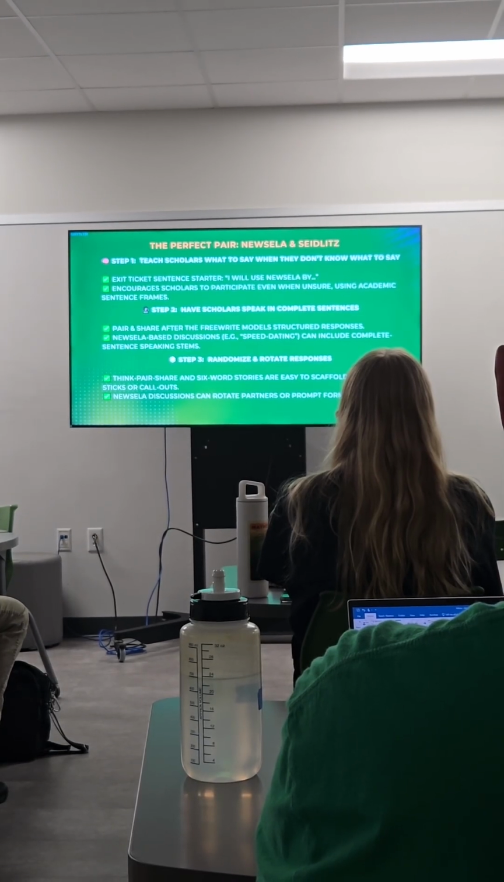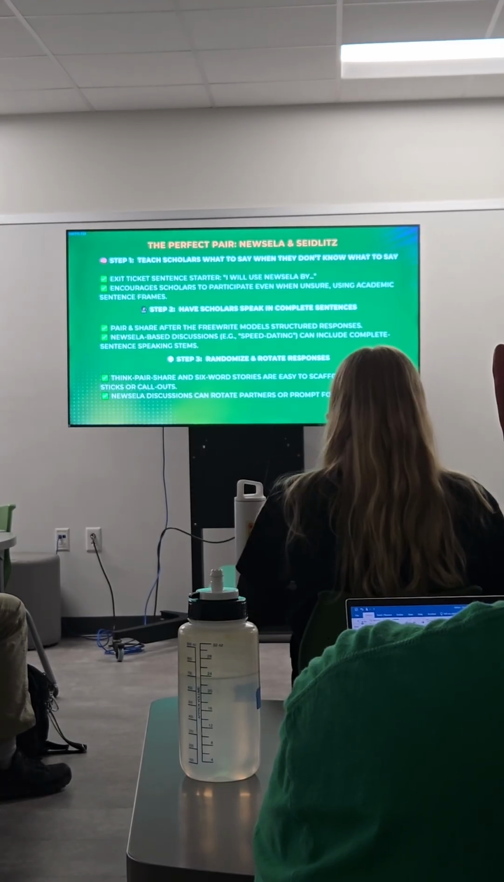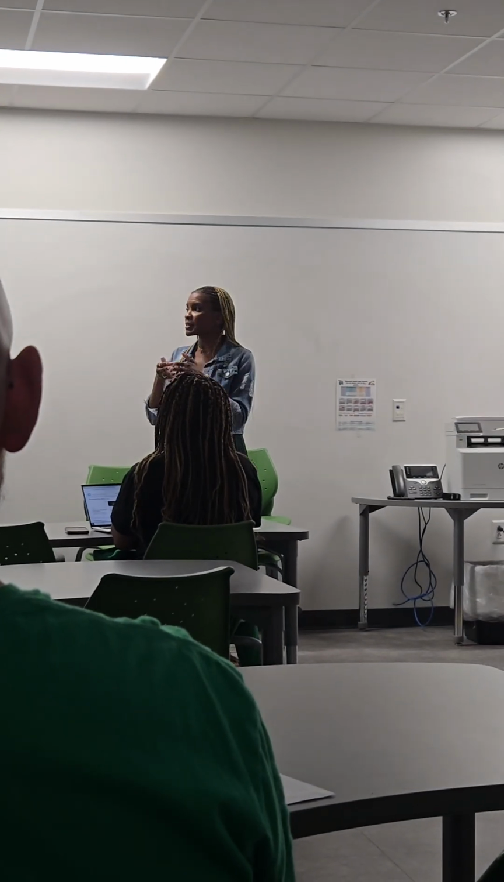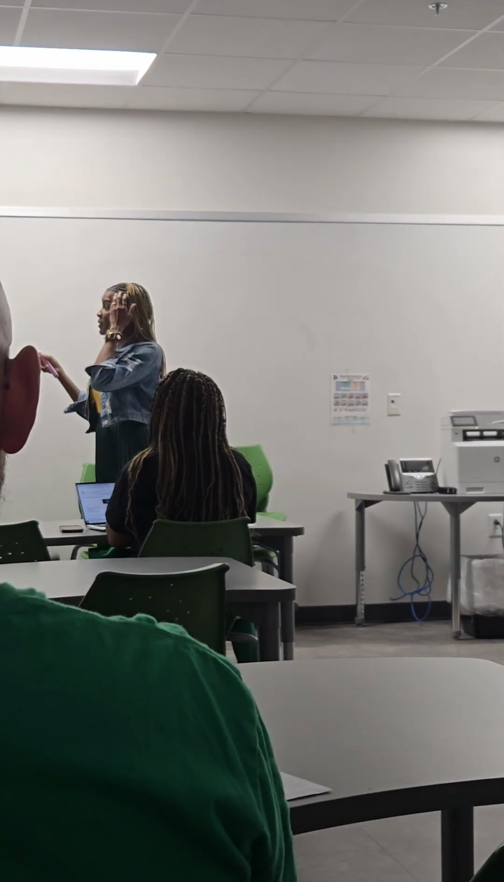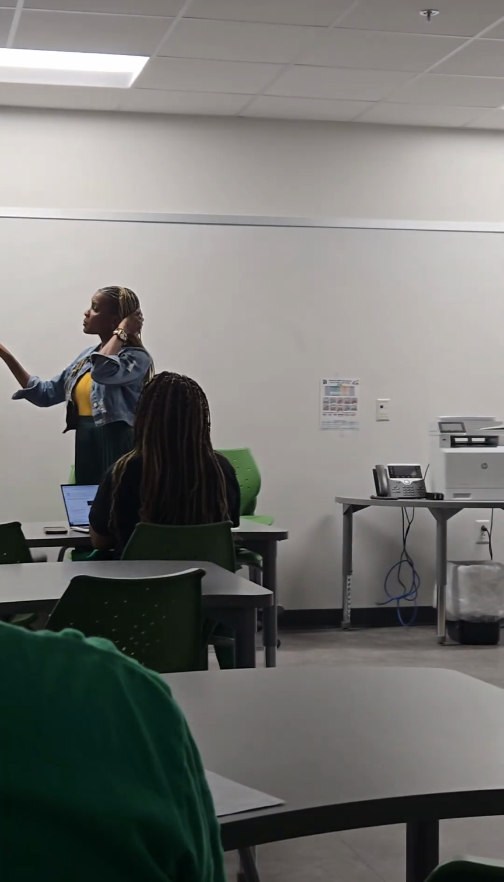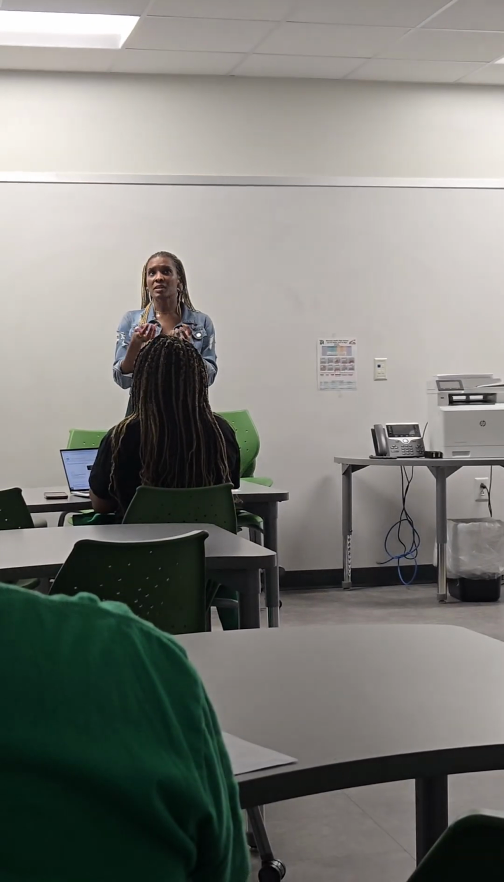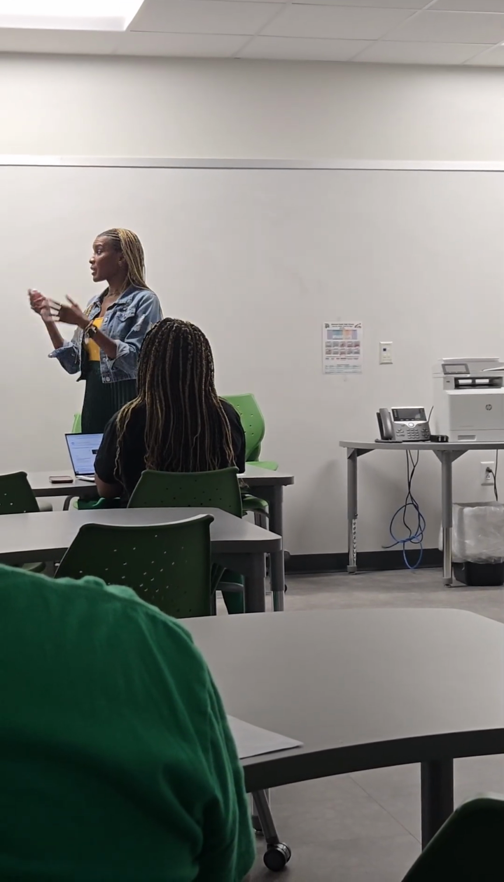Step 2, have scholars speak in complete sentences. Partner sharing will allow them to do that. So after they free write, get their thoughts down on paper, they can then engage with each other and use their complete sentences and share out if we have our class discussion. Because of the NEWSELA-based discussions that also include speaking stems, it's front-loading them with the tools they need to be successful in their speaking and their writing.